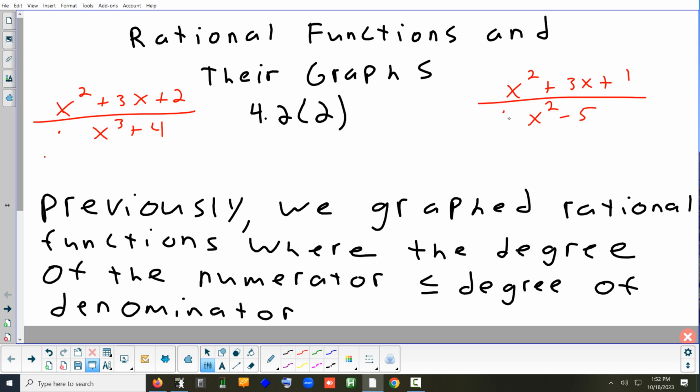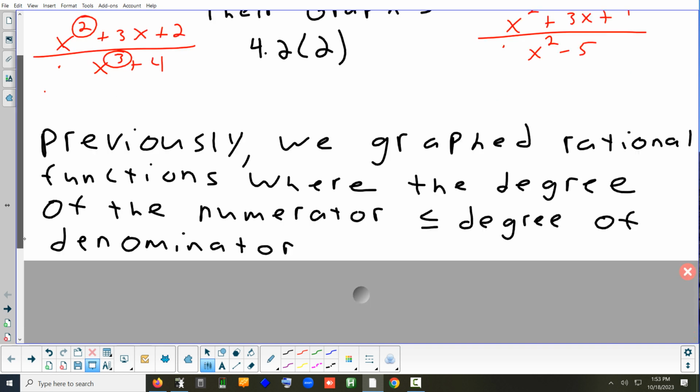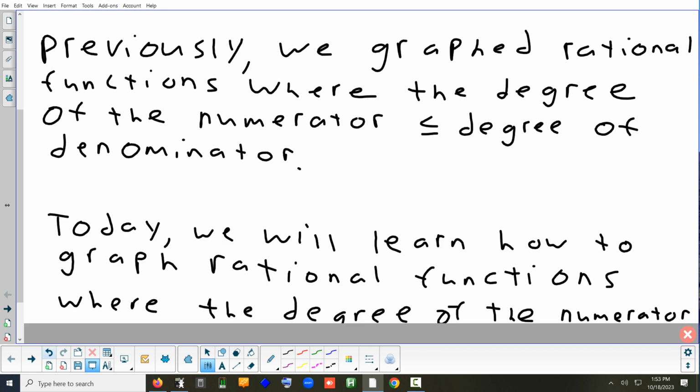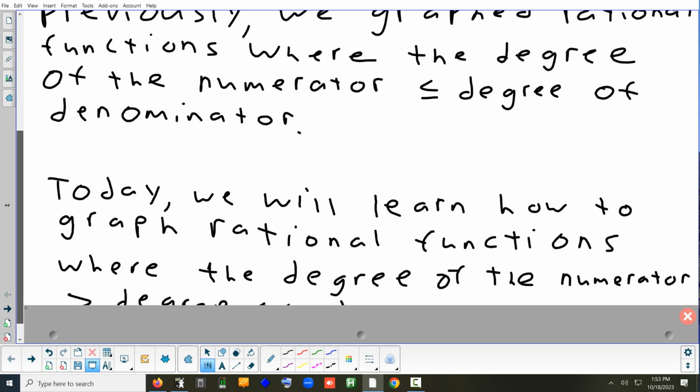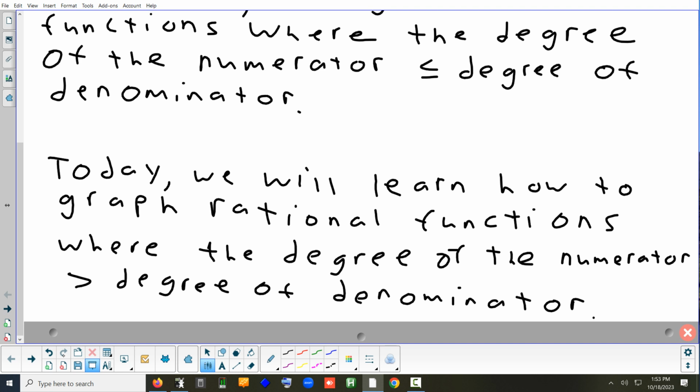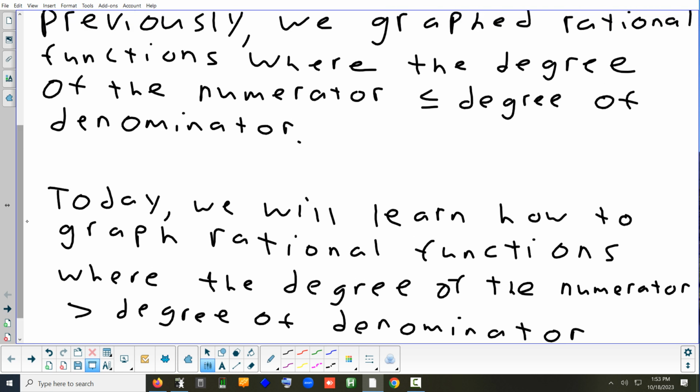Now we're going to look at what happens if the degree of the numerator in the top is bigger than the bottom. So we're going to graph rational functions where the degree of the top is bigger than the bottom. The top one is what we did yesterday. The bottom one is what we're going to do today.